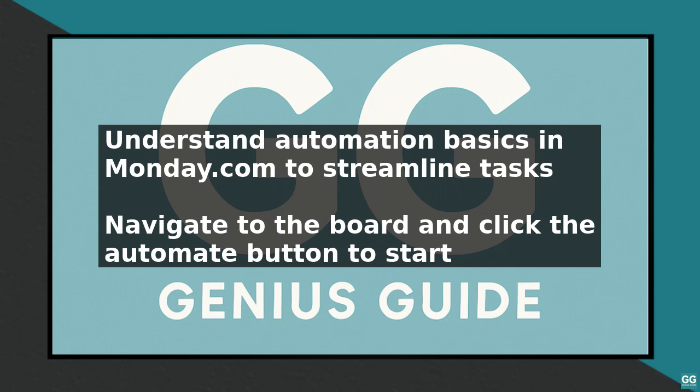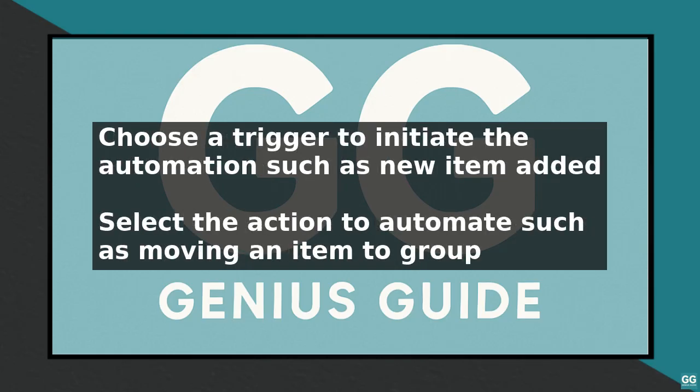Next, choose the trigger that will initiate the automation. Triggers can be events such as when a new item is added, when a status is changed, or when a deadline is approaching. Then, select the action that you want to automate. Actions can be things like moving an item to a different group, assigning a task to a team member, or sending a notification. After setting the trigger and action, you can add conditions to filter the automation.